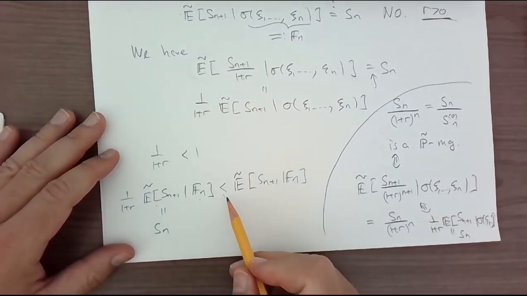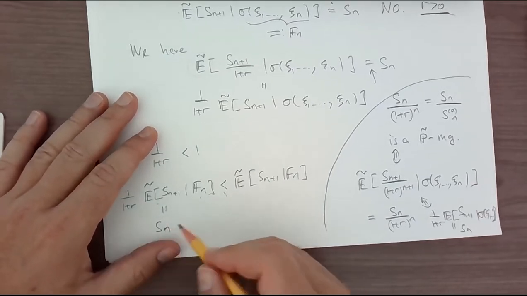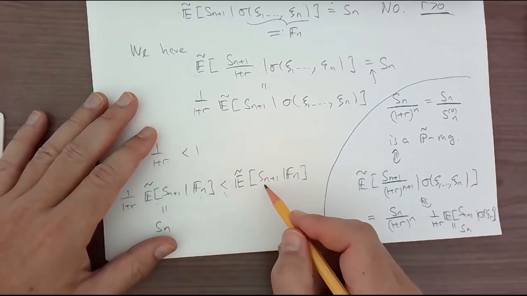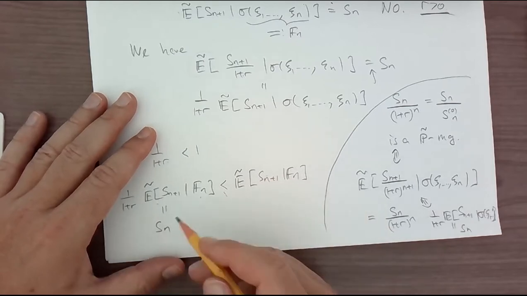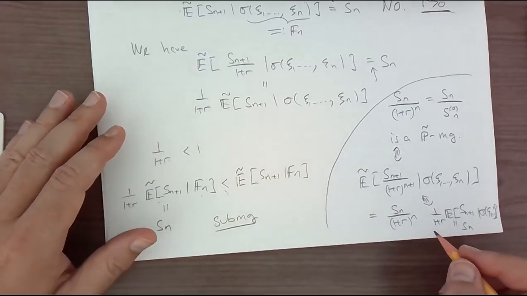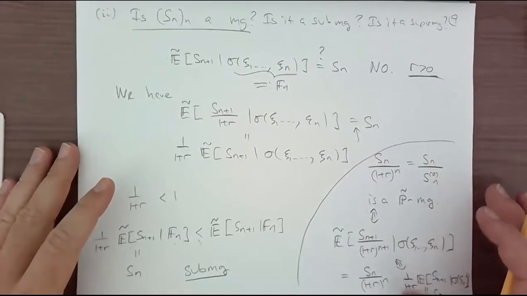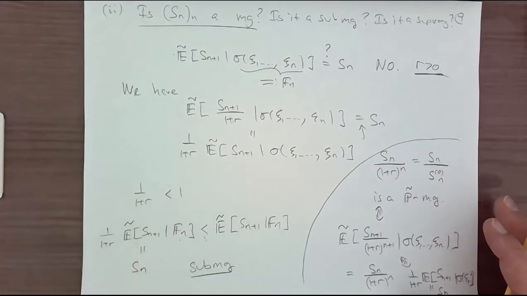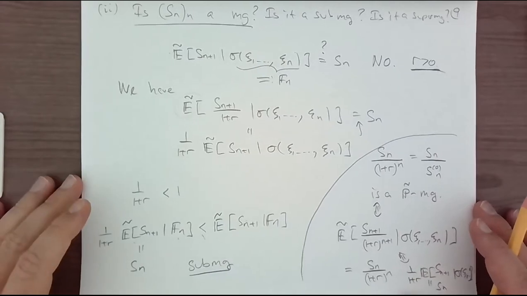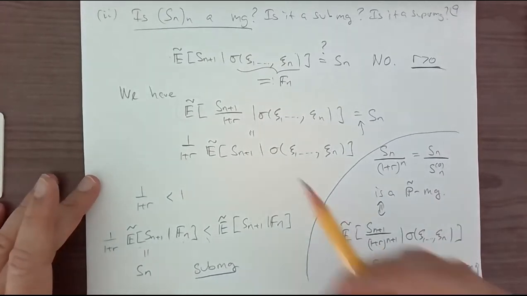So when we have this inequality here, this is when you have that Sn is expected to grow, right? We expect Sn plus 1 to be bigger than Sn. This is what we call a sub-martingale property. And this comes from R up here being positive. Okay. Then the third part, this was number 2.